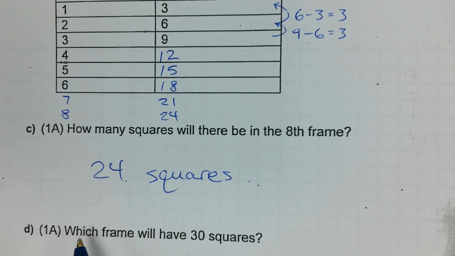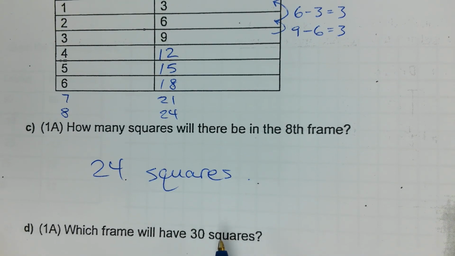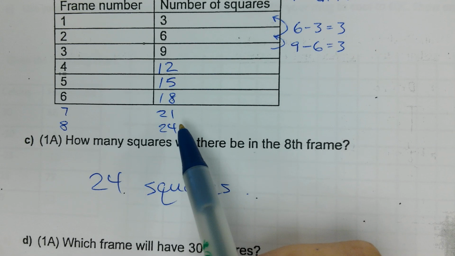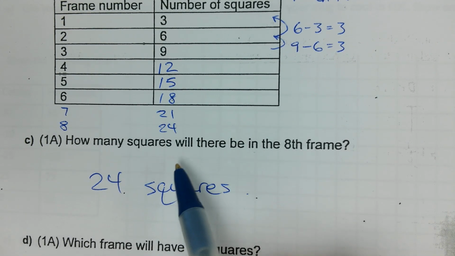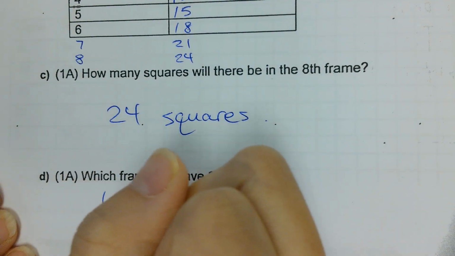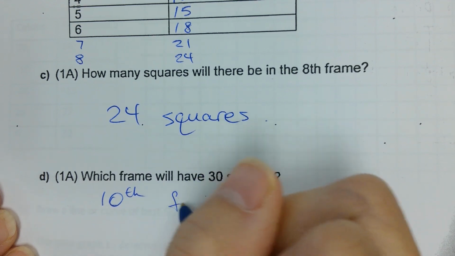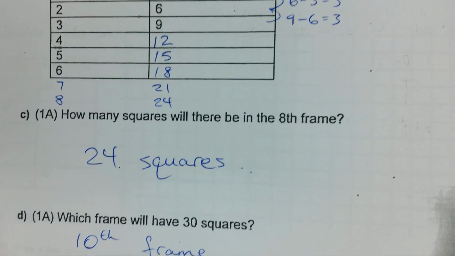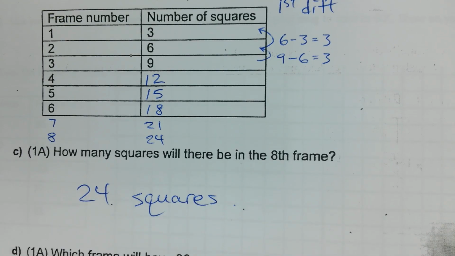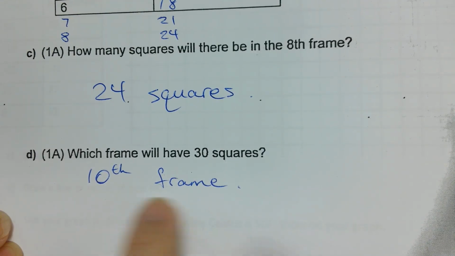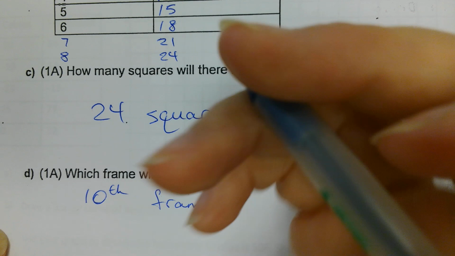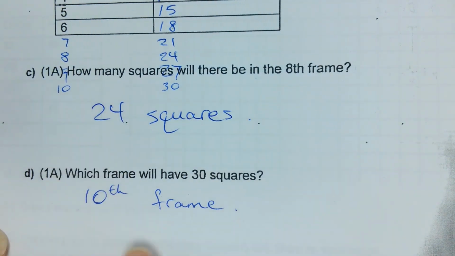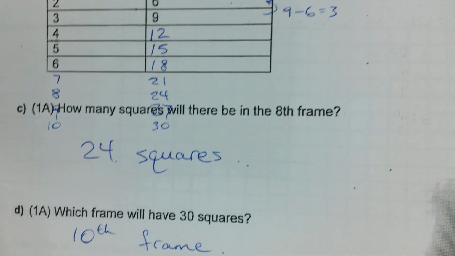Alright, and then this part says which frame will have 30. Okay, so yeah, I could continue going on, and then I know that this would be the 10th frame. But for the sake of the review, let's come up with the equation as well. Okay, so this one for D is the 10th frame, because if I just keep going, 27 and then 30, that would be 9, that would be 10, so I know it's the 10th frame.